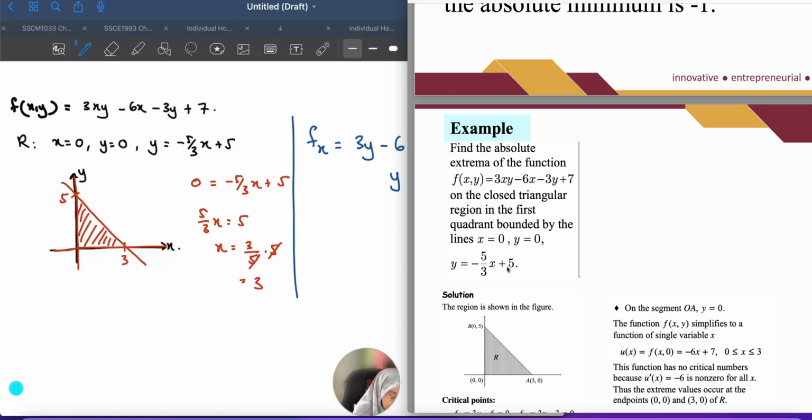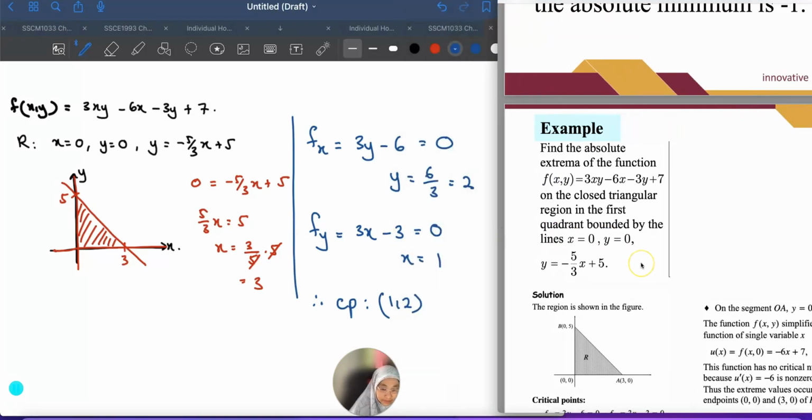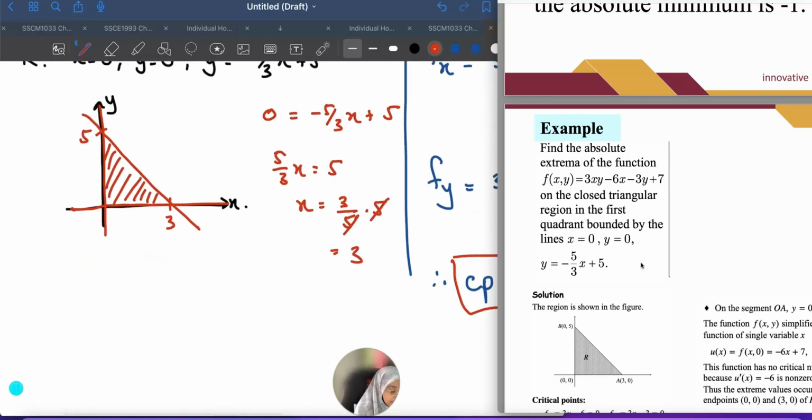3? Okay, and then fy, so you have 3x minus 3 equal to 0, and you obtain that x is equal to 1. So your critical point for the given function is at 1, only 1 point. Okay, now you have to refer to this later, and then the boundary, the vertices.